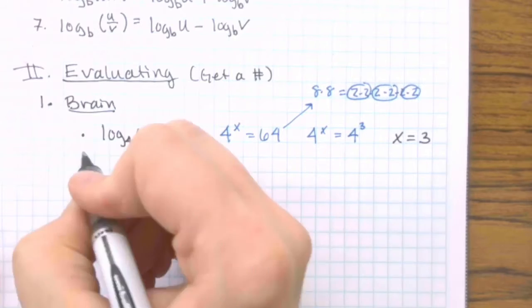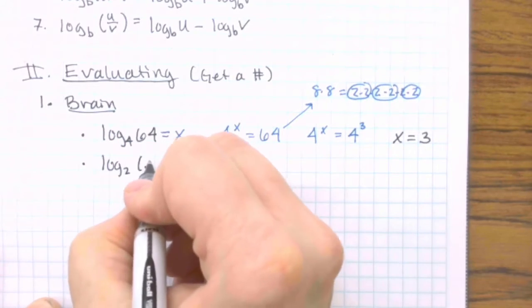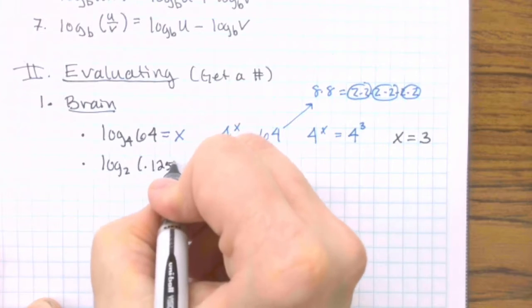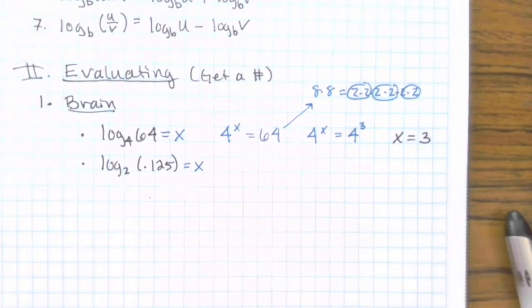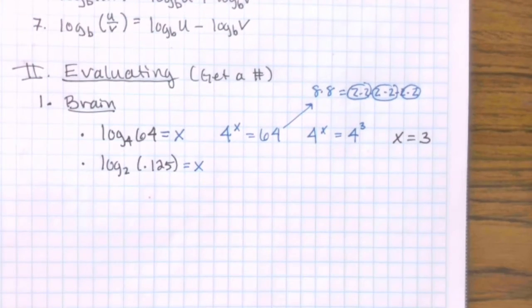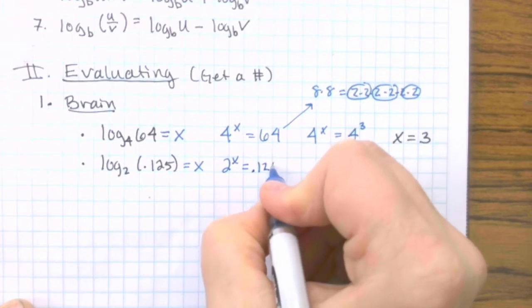All right, let's do another one of these. Log base 2 of 0.125. Again, make that equal to x. Flip it into exponent form. So 2 to the power of x equals 0.125.